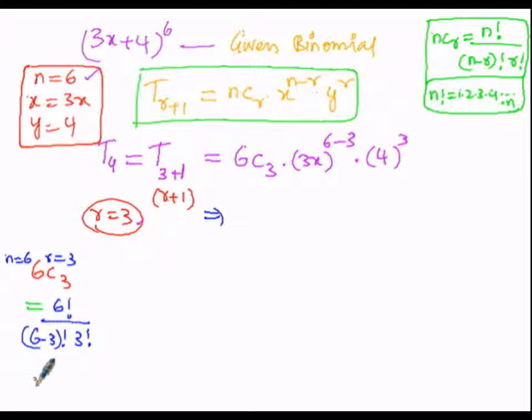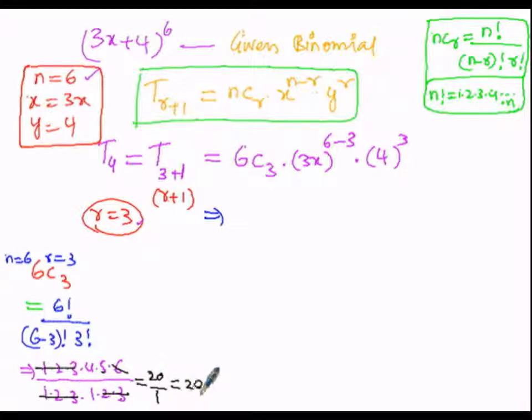So 6 factorial can be written as per this formula: 1 into 2 into 3 into 4 into 5 into 6, divided by 6 minus 3, that is 3 factorial, written as 1 into 2 into 3. So by cancellation, 1 into 2 into 3 and 1 into 2 into 3 get cancelled. 2 3s are 6 and the numerator 6 gets cancelled, then 4 5s are 20, 20 divided by 1 is 20. So in this manner, the value of 6C3 is 20.